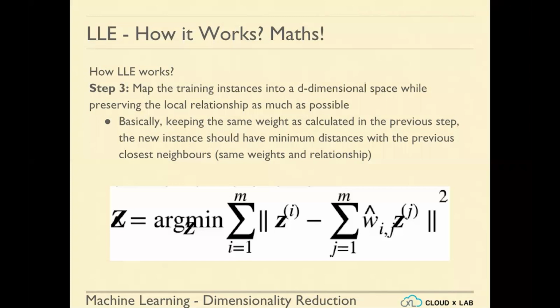Basically, keeping the same weights as calculated previously, the new instance should have the minimum distance to the previous closest neighbors, with same weights and relationships. So basically it is moving people from one geographical location to another while preserving the relationships, right? That would not make a difference to people if they have the same neighbors, same family, and everything is the same. If they move to a different location, it would remain the same, right? That's what is happening here.